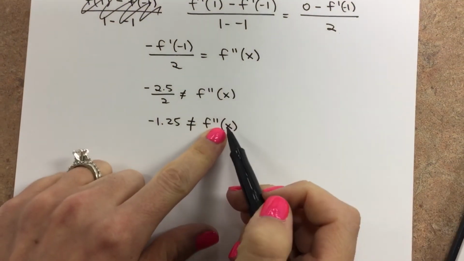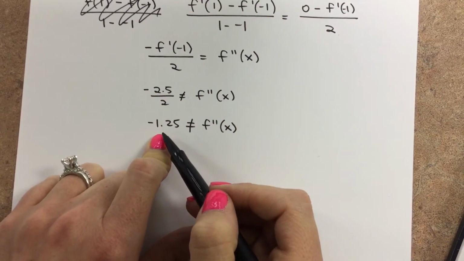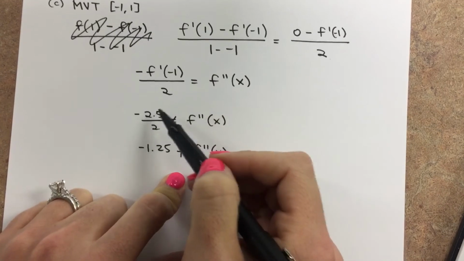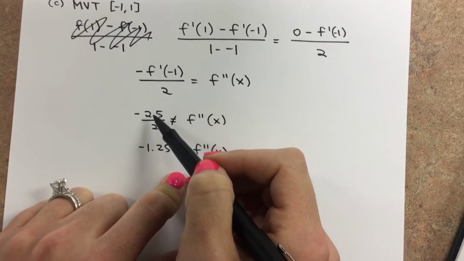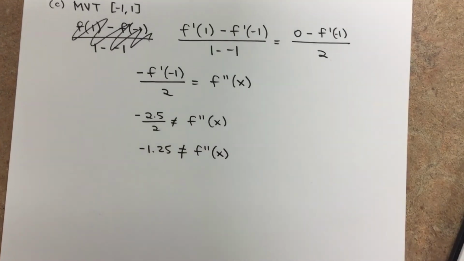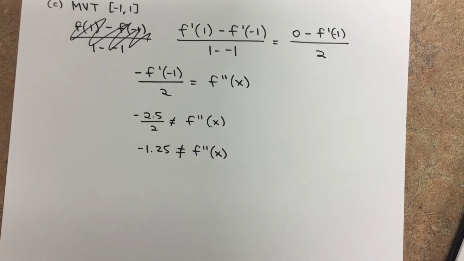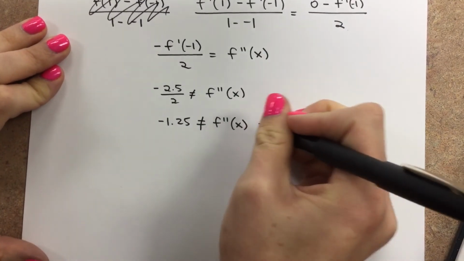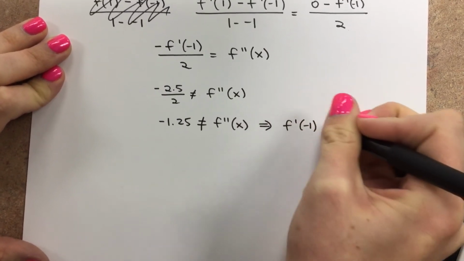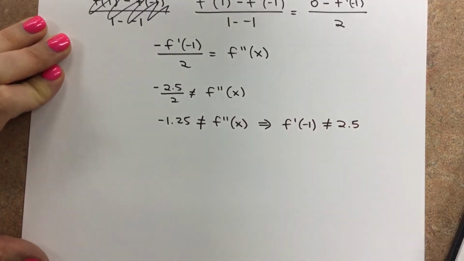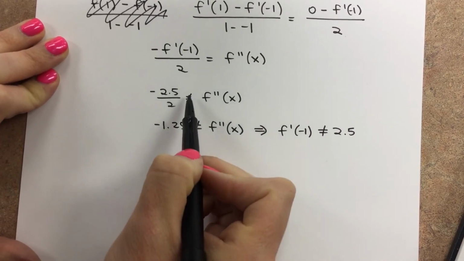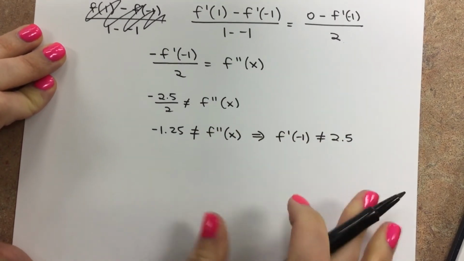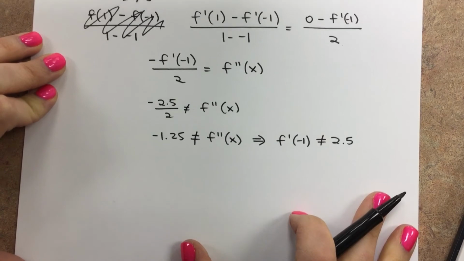So if f double prime is never equal to -1.25, we can trace this backward to say that f prime couldn't possibly have equaled 2.5. Because if it did, then this would have worked out, because the MVT always works as long as your function is continuous and differentiable, which we know that it is. So this can't possibly work out. Therefore, f prime of -1 cannot equal 2.5. If this were true, then this would be true, and this would be true, and you can trace that all the way back. The mean value theorem doesn't fail as long as your function is continuous and differentiable.